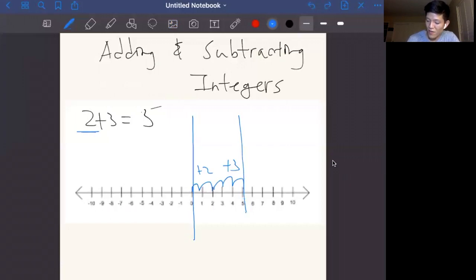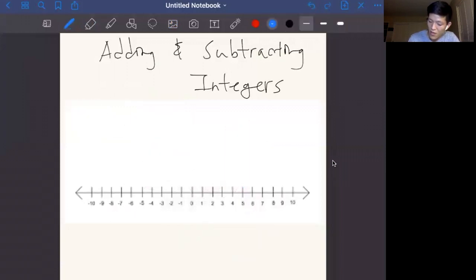But what if we have negative numbers? So let me erase that. Let's say we have negative 3 plus 5. On the number line, we have 0 here. I'm going to draw a line. First, it's a negative 3, so we have to go back to the left, right? We go 1, 2, 3. Well, this is the negative zone and this is the positive zone, right? So negative, you have to travel to the left, and positive, you have to travel to the right.